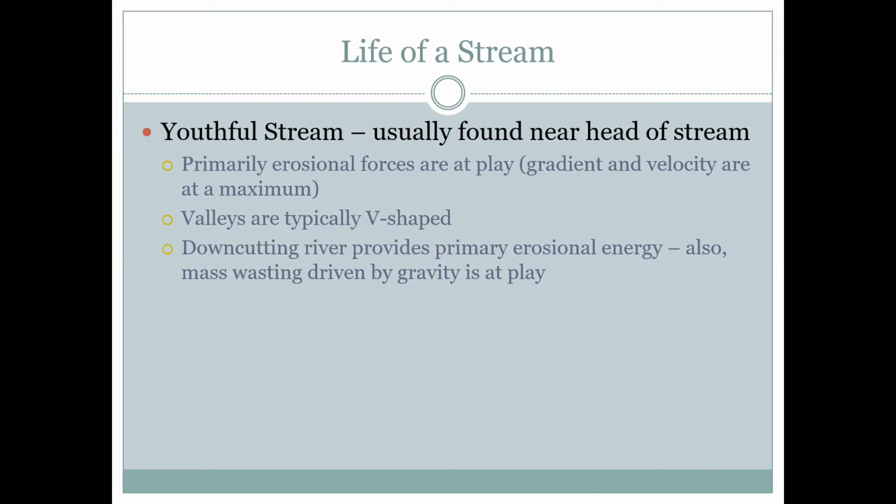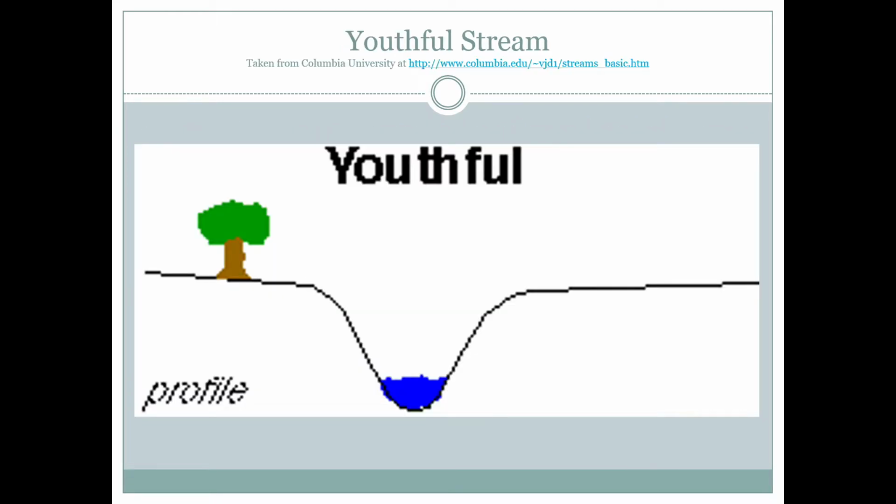Youthful streams are typically V-shaped in cross-sectional area, and they downcut, and they provide primarily erosional energy and mass wasting driven by gravity. And we haven't talked about mass wasting yet, so we'll talk about that, I think, next week. But in other words, big thing, V-shaped, and they're cutting down. Erosion is their big thing.